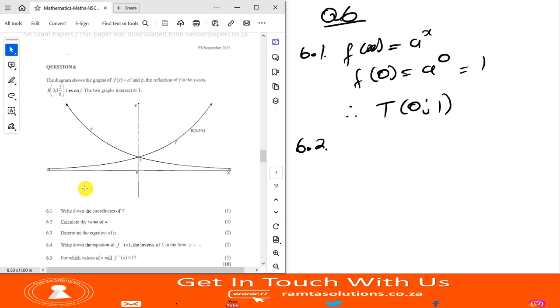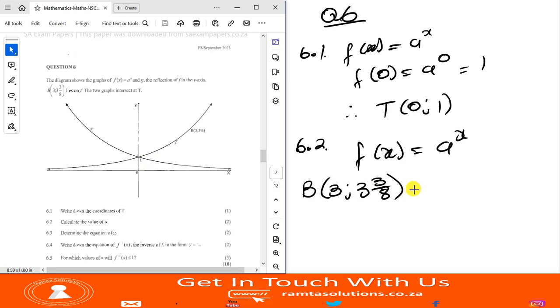Now, calculate the value of a. To calculate the value of a, we will say f of x equals a to the x. Be careful to not use that intercept. You will use the other point that is given. Which one is that? You are given point B with x value 3 and y value 3/8. By the way, this should be 8 times 3 is 24 plus 3, so it is 27 over 8. In case you worried, it is 27 over 8.